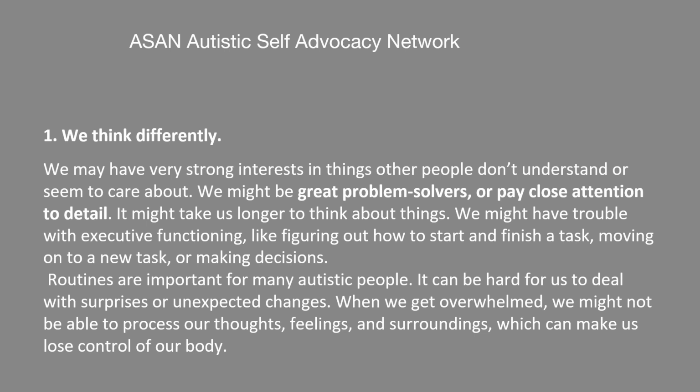They pay close attention to detail. It might take them longer to think about things. Their processing time is typically a little bit slower. They might have trouble with executive functioning, like figuring out how to start or finish a task, how to move on to a new task, how to make a decision. You'd be very surprised how many autistic individuals, sometimes their decision-making abilities were taken away from them by the individuals that were around them because they didn't give them that wait time, and therefore the individual really never learned that skill. So we need to give them that time.